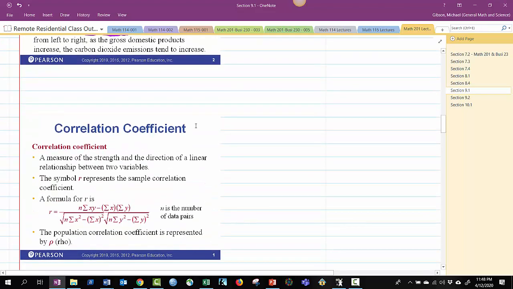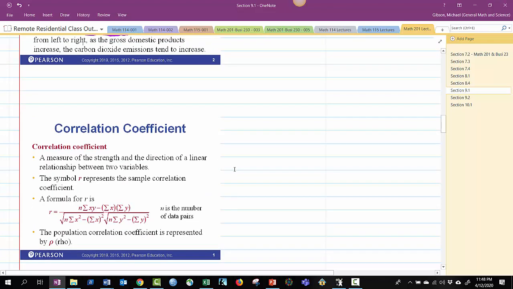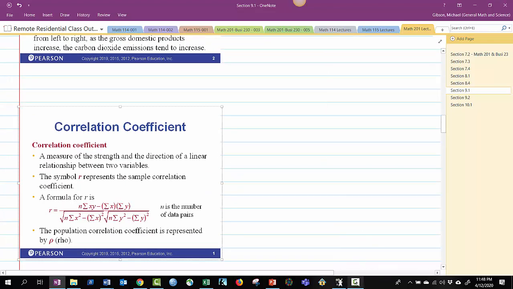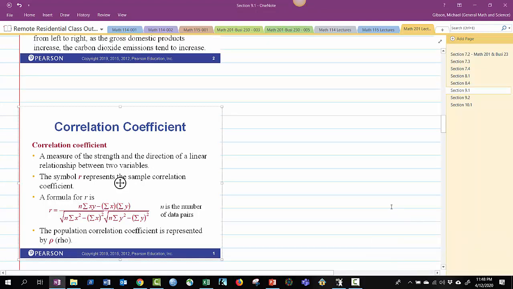Okay, so here's the next thing: the correlation coefficient. This is how we measure the strength of the relationship, or the strength of the correlation. The symbol r is the correlation coefficient for a sample, and the Greek letter rho is the correlation coefficient for a population.